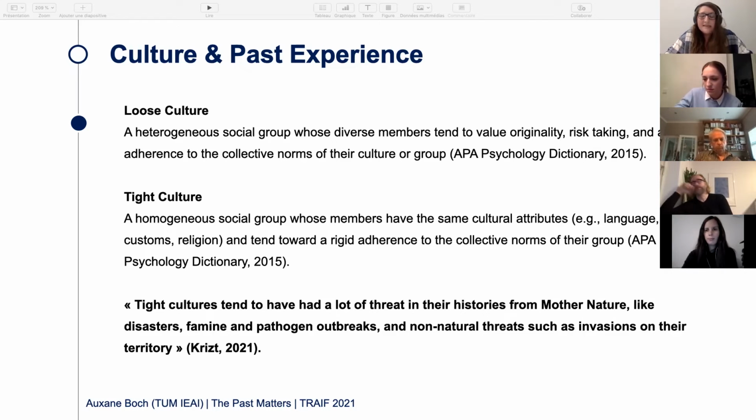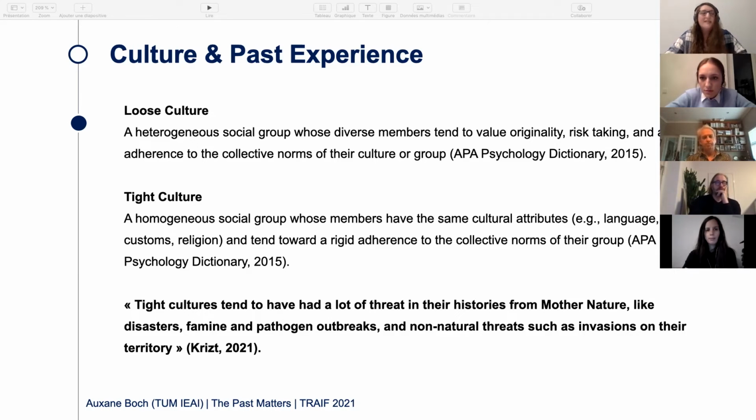So past experience seems to be a big factor, with really big importance. And that's where the loose culture, tight culture theory comes in. Loose cultures are basically heterogeneous social groups whose diverse members tend to value originality, risk-taking, and a flexible adherence to collective norms of their culture or group. In simple words, individualism. Those are cultures that will have a tendency to be individualist and not follow the group as much.